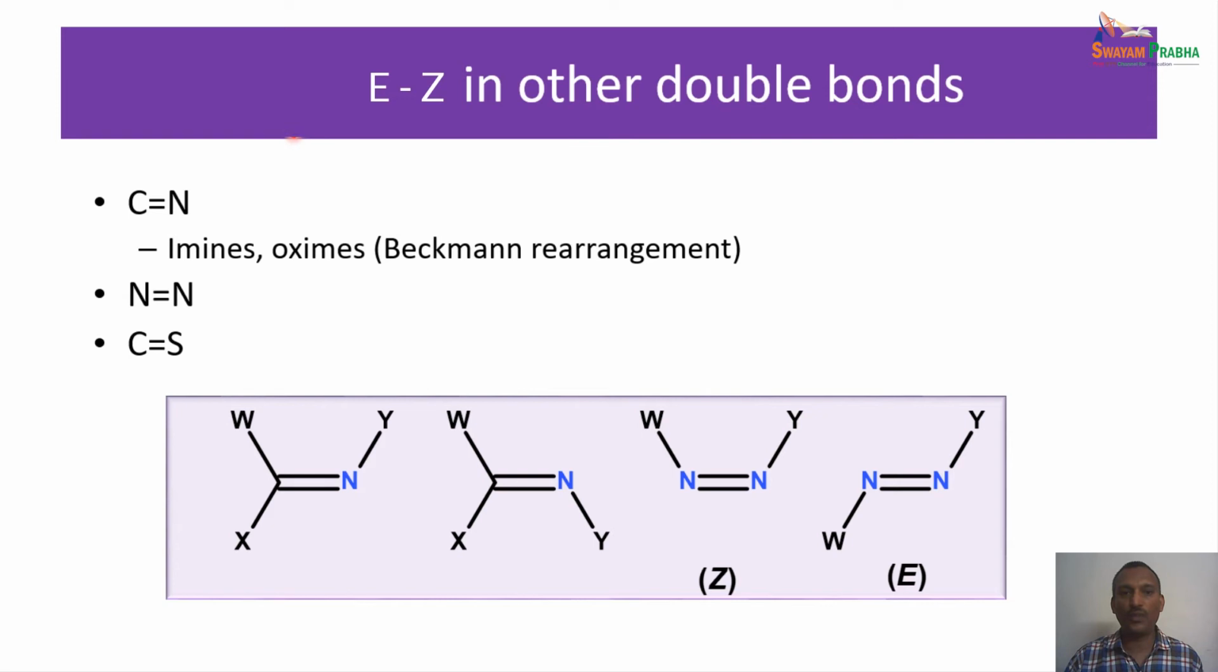Now if we look at cis-trans in other double bonds, basically we have imines and oximes. In the Beckmann rearrangement and other reactions we use oximes. It was an old nomenclature, so people still use syn/anti notations for oximes. We will look at that later. We can also have C=N and N=N double bonds, which are different places where we can have cis-trans isomers.